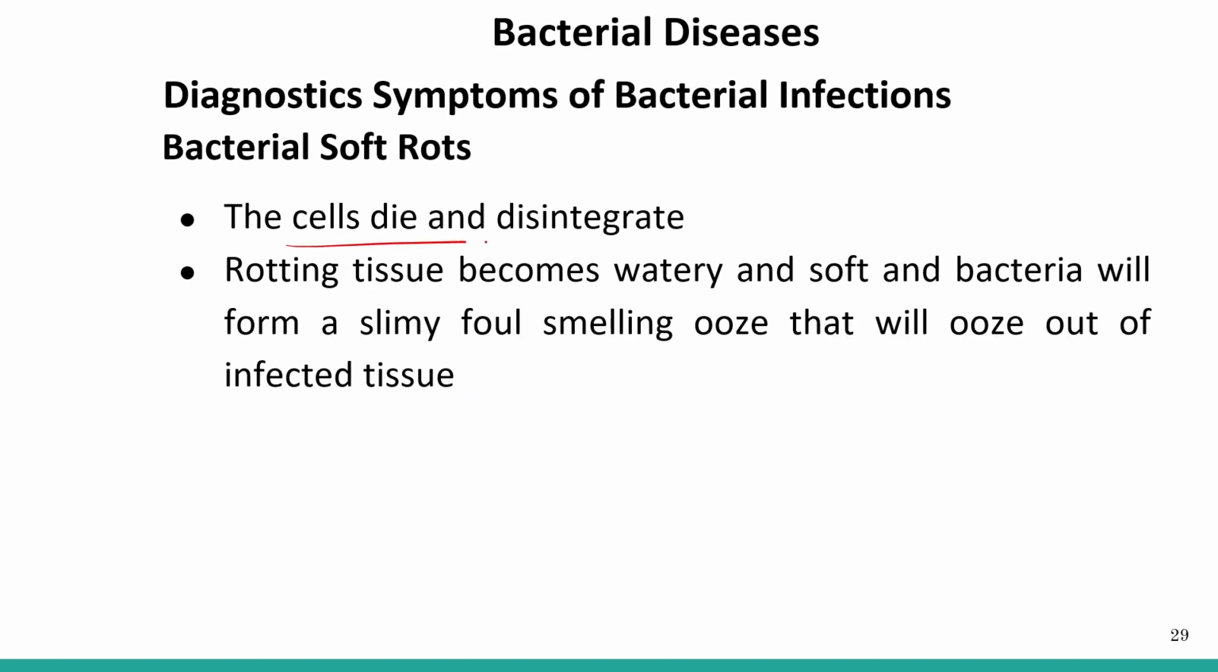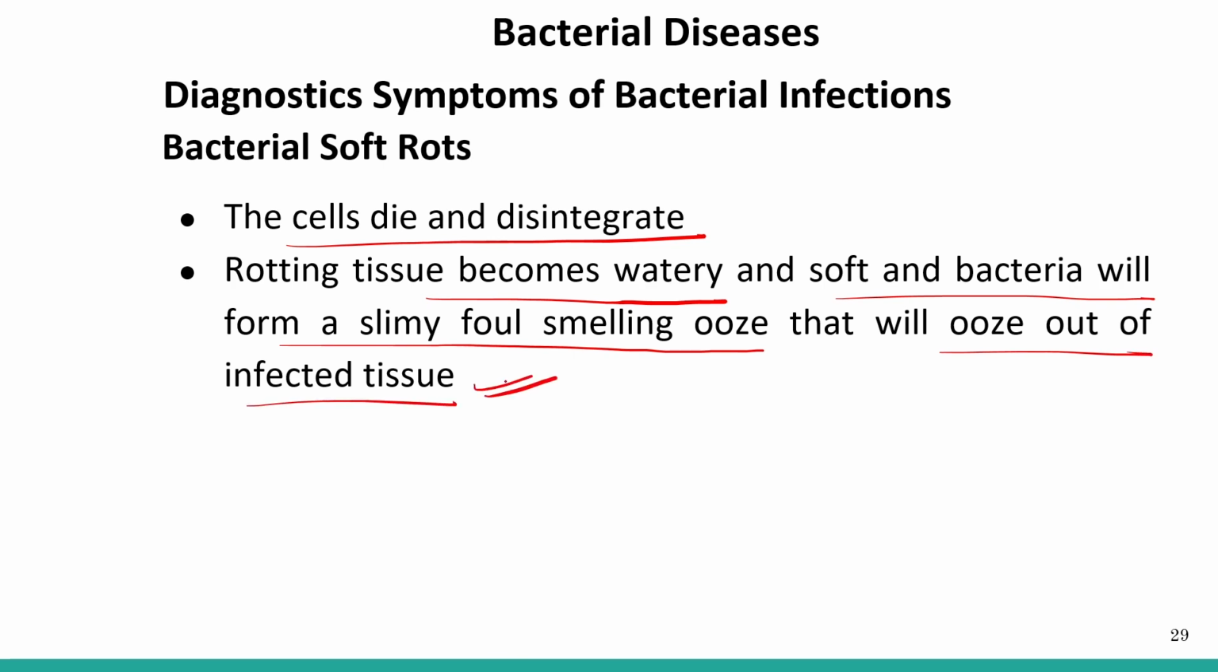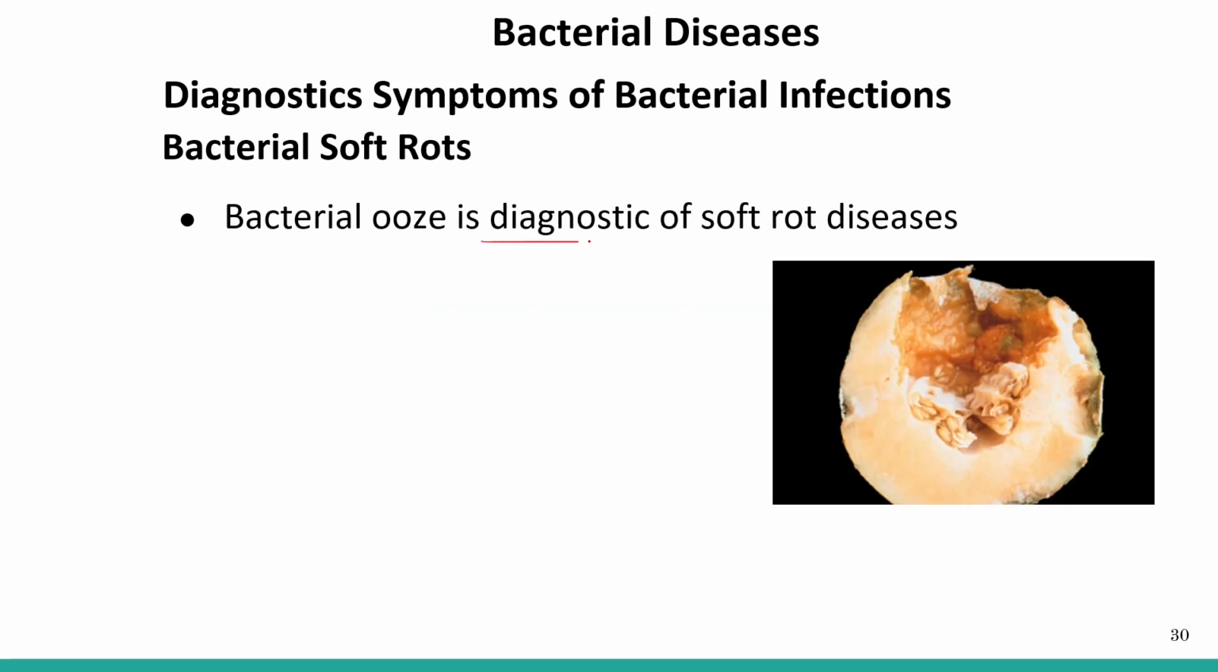The cells die and disintegrate. Rotting tissue becomes watery and soft, and the bacteria form a slimy, foul-smelling ooze that oozes out of the infected tissue. This ooze contains watery, soft material that also contains bacteria. So the bacterial ooze is diagnostic of soft rot disease. In case of soft rot disease, the presence of this bacterial ooze is very, very important. Here you can see the bacterial ooze.